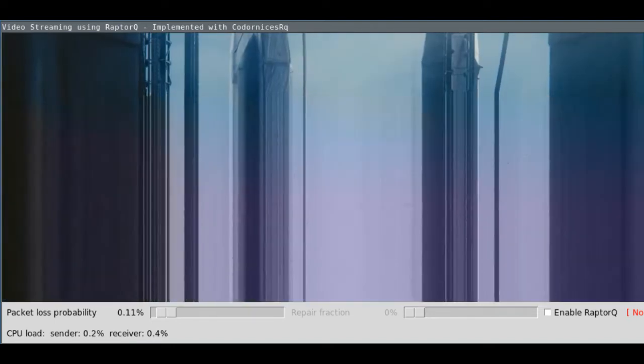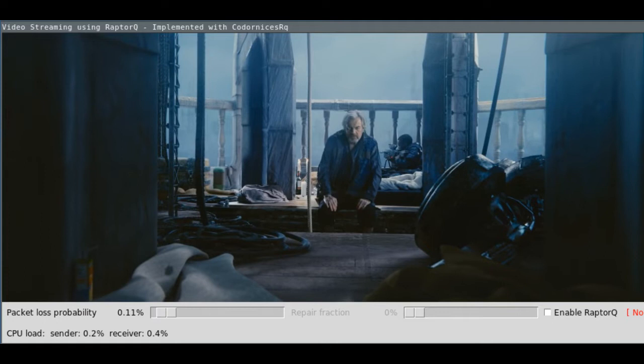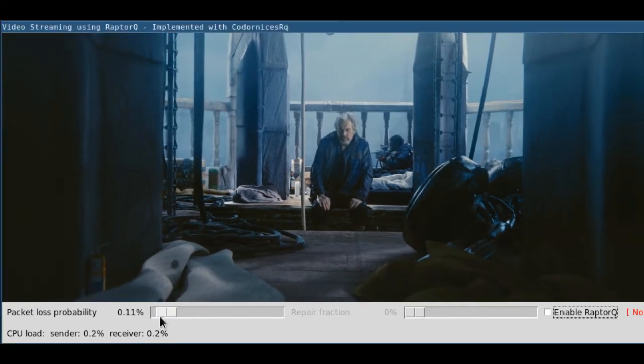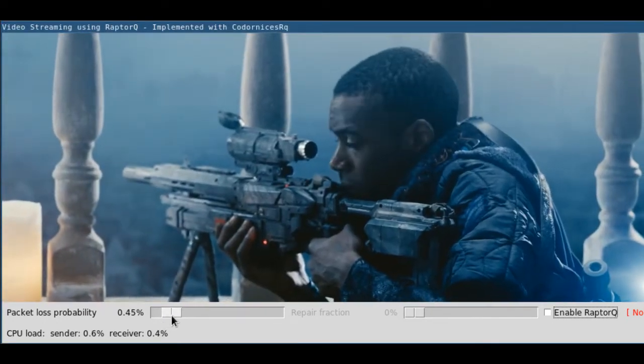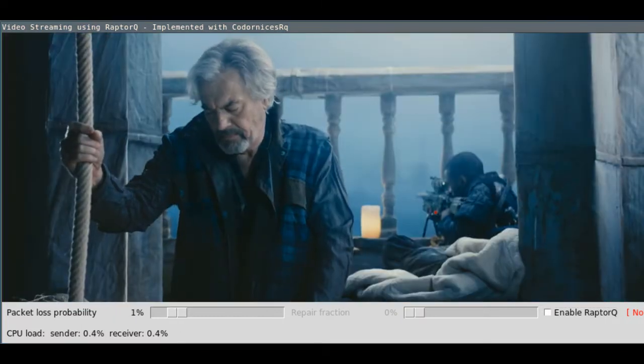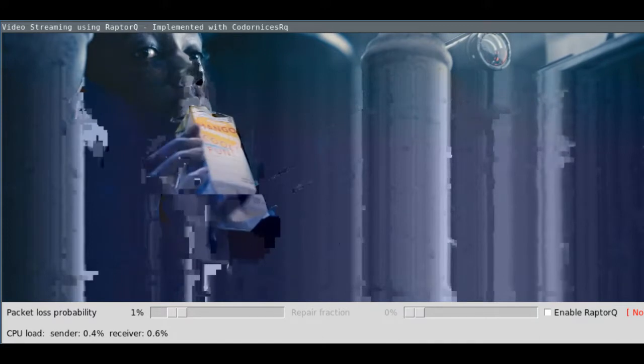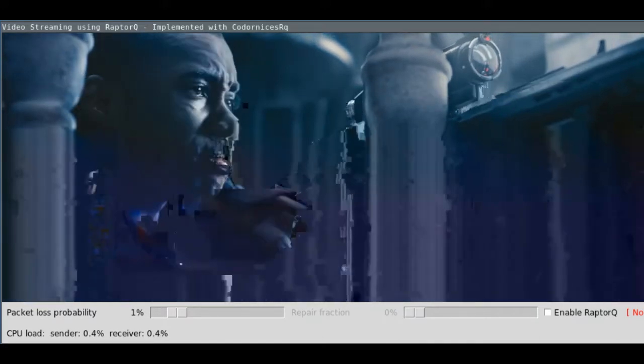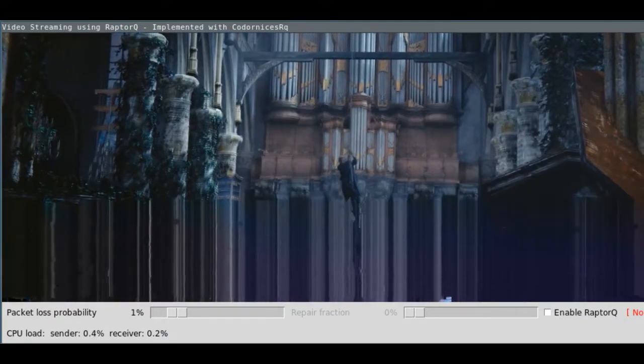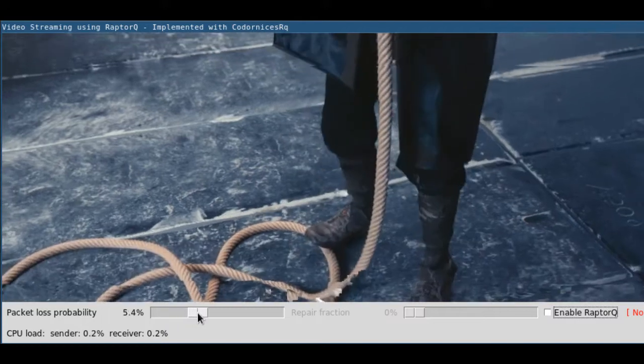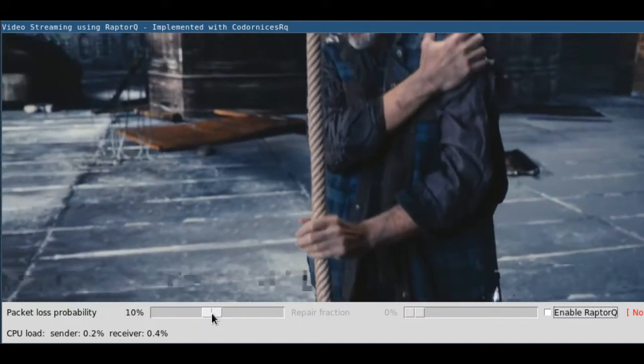Things get worse if we increase the packet loss probability. Let's see what happens if we increase the packet loss probability by an order of magnitude to 1%. It's now bad enough that you wouldn't want to watch it. Certainly not for entertainment, and also not for critical work. Let's bump the packet loss probability by another factor of 10 to 10%. The video is now complete gibberish. You can't see what's happening anymore.